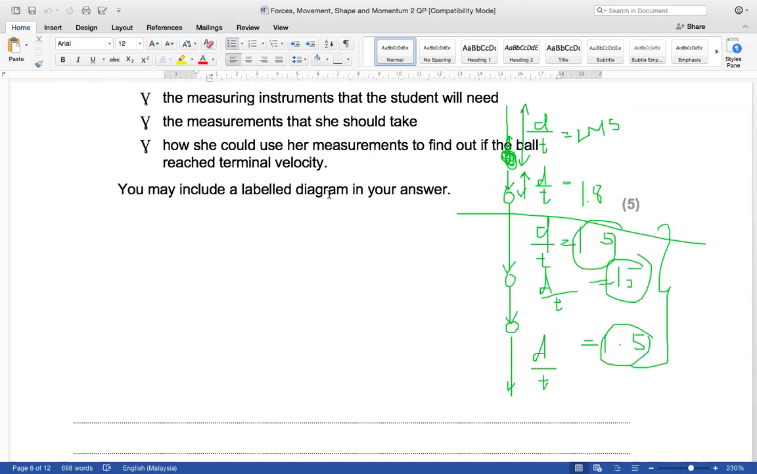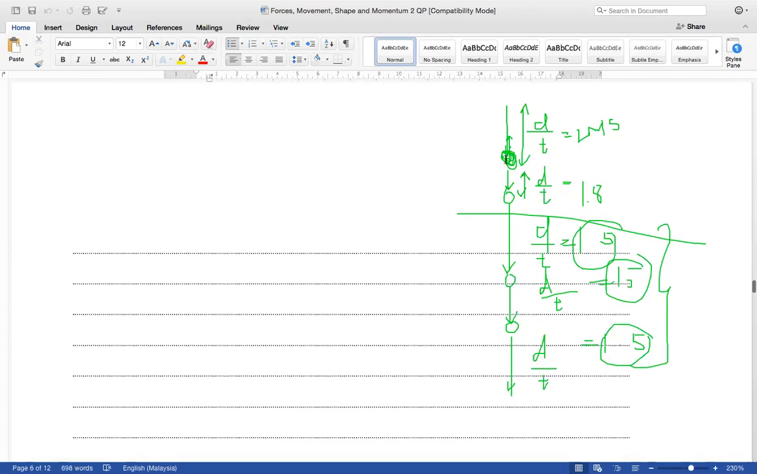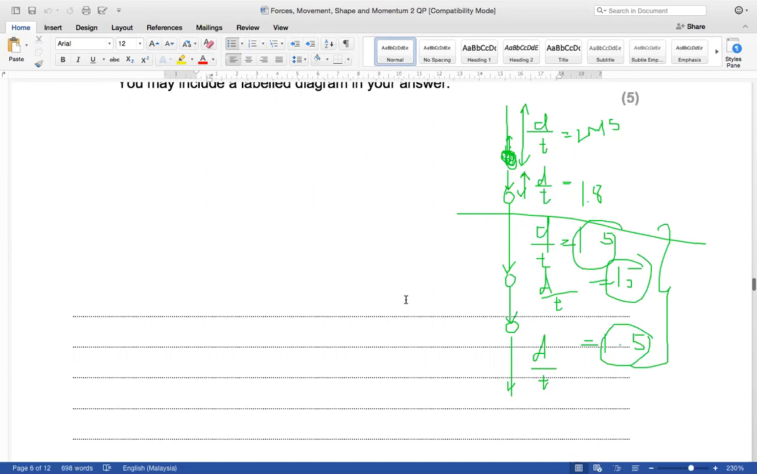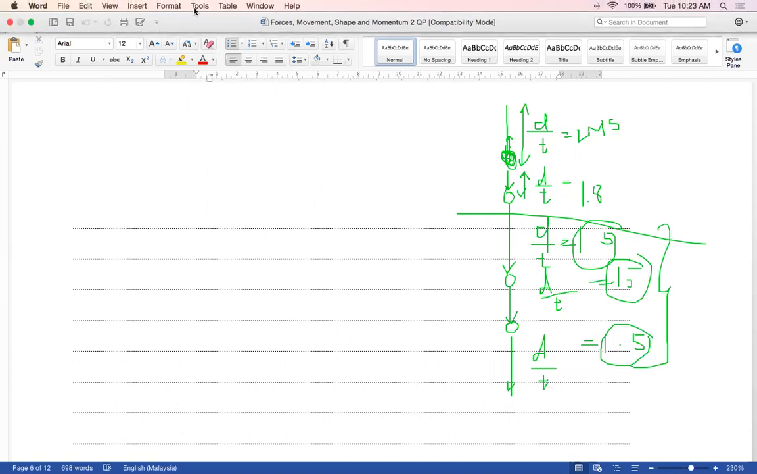It says here you may include a labelled diagram. So you can also put this diagram if you want to, the one that I've drawn. Then you just label it, the ball falling also, because it is a labelled diagram. The diagram will help you to write your answers down. And the good thing about a diagram is, if you're writing something down, you can say based on the diagram when it falls. So you don't have to explain in great detail, because there's a diagram that shows it. That's the advantage of having a diagram. But always remember, when you have a diagram, you must label the diagram.